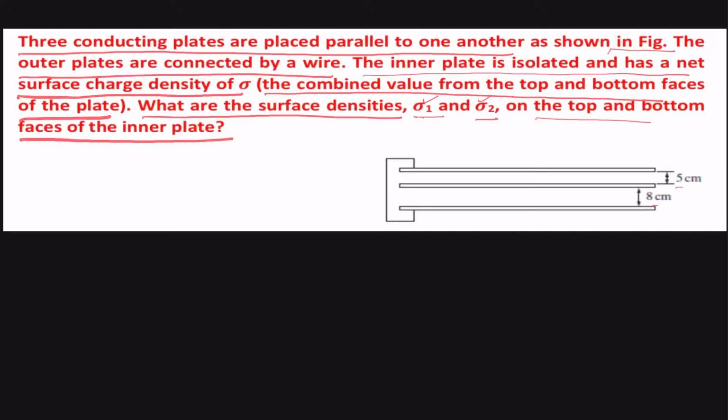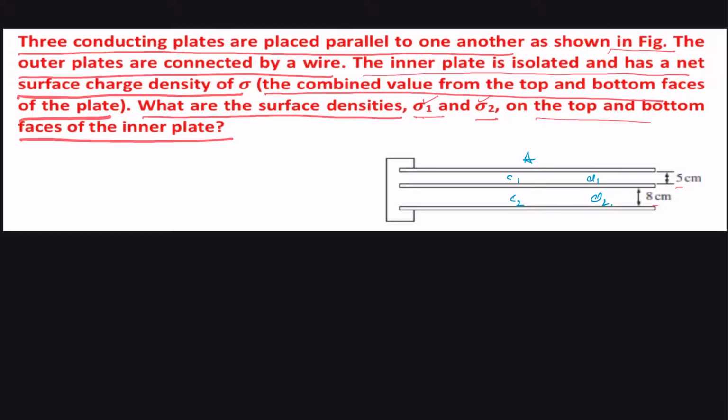We are going to solve it not in terms of these 5 centimeters, 8 centimeters, but in general terms, like the distance is d1 and the other distance we are going to call d2. Later on we can just substitute. So the plate distances are d1 and d2, with capacitances C1 and C2. The area of all the plates is the same.